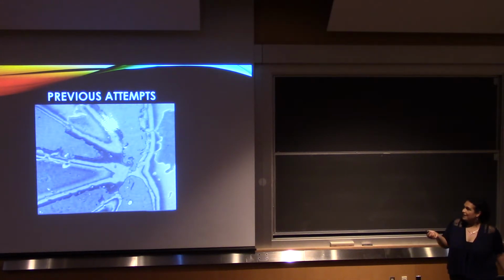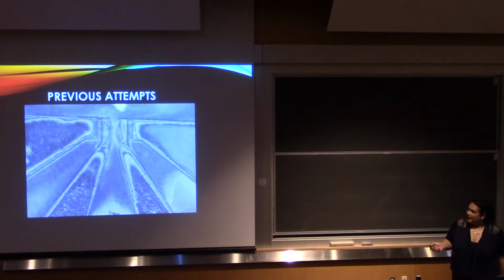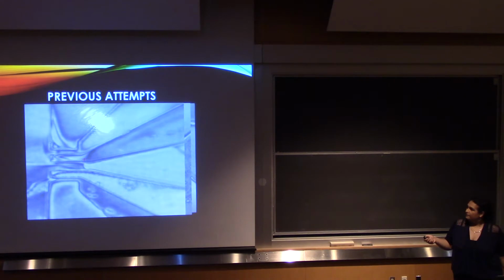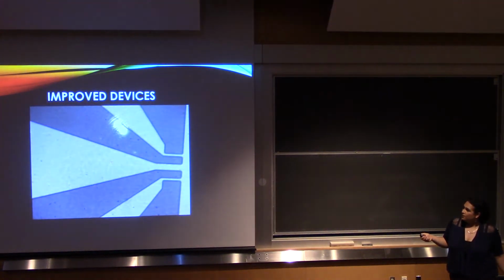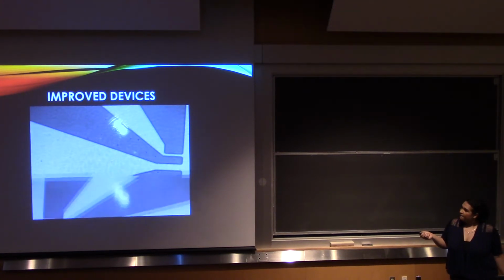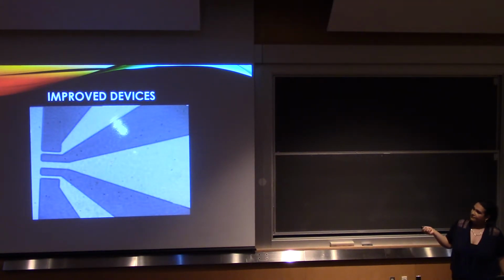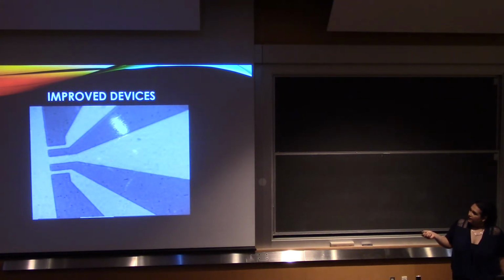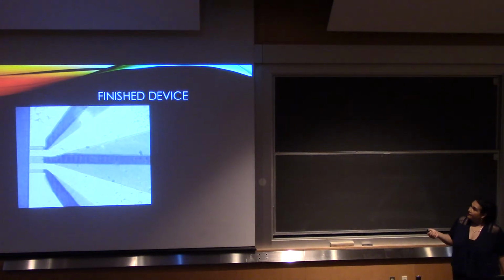So these are the attempts from the beginning when we started doing this project. As you see, they weren't that good, but as we changed the parameters, they got better and better. At some point, we got improved devices, which are very well defined and perfectly shaped. I have a few here. Okay, and this is one of our finished devices, which is, by the way, week 8 that I was finally able to have one device.